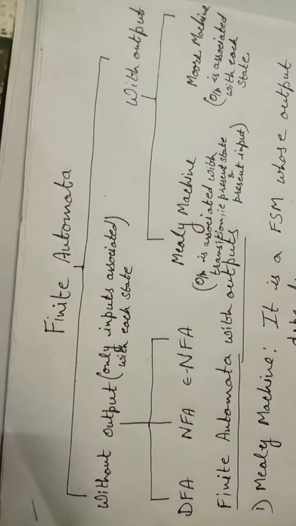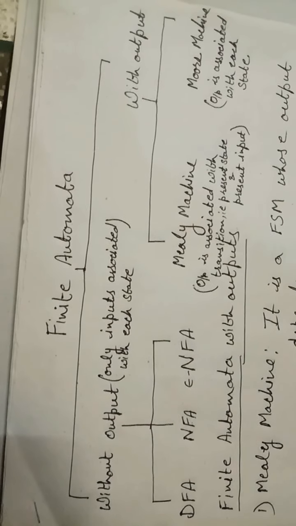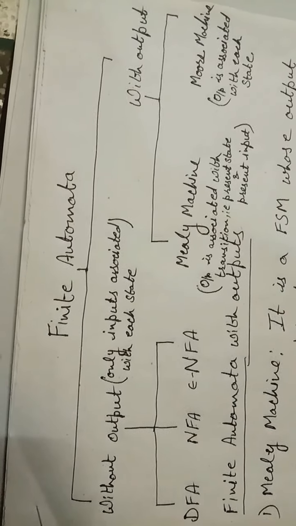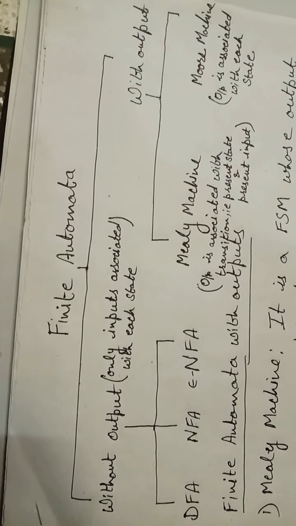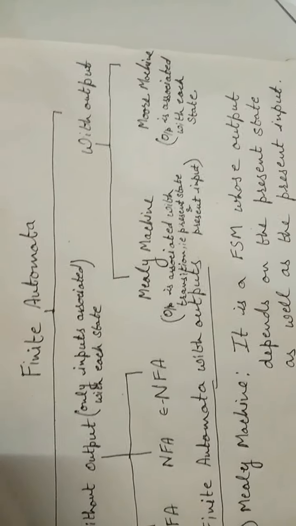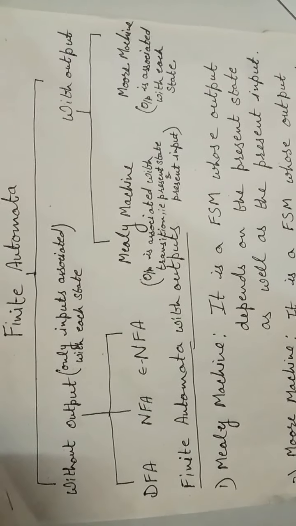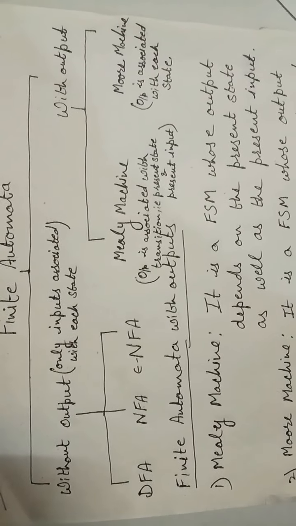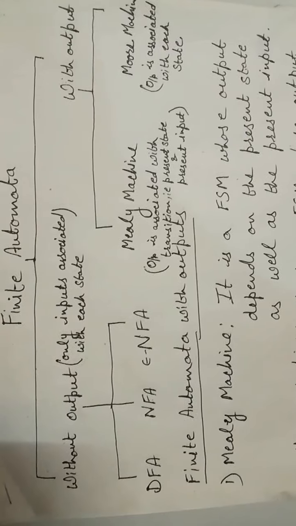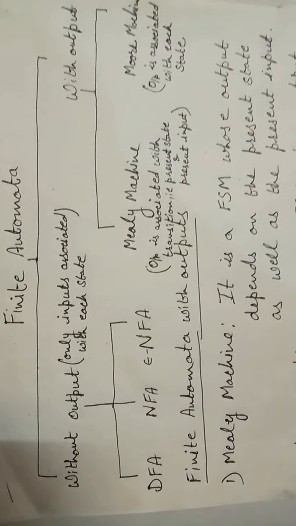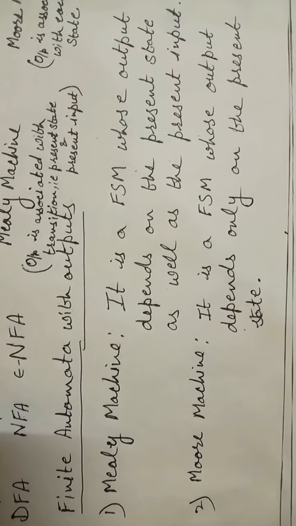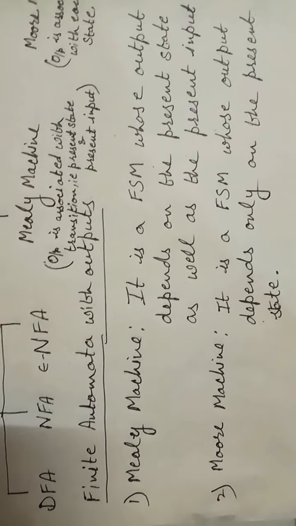In Mealy machines, output is associated with transition. Transition means with present state and present input. And in Moore machine, output is associated with each state only. So in today's video lecture, we'll study finite automata with outputs. So let's start from the definition of Mealy and Moore machine.